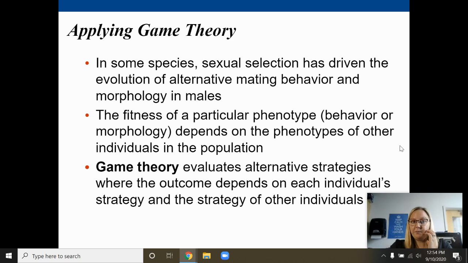Game theory can be applied to sexual selection and has driven the evolution of alternative mating behavior and morphology in males. The fitness of a particular phenotype, like a behavior or a morphology, depends on the phenotypes of other individuals in that population. Game theory evaluates alternative strategies where the outcome depends on each individual's strategy and the strategy of other individuals.